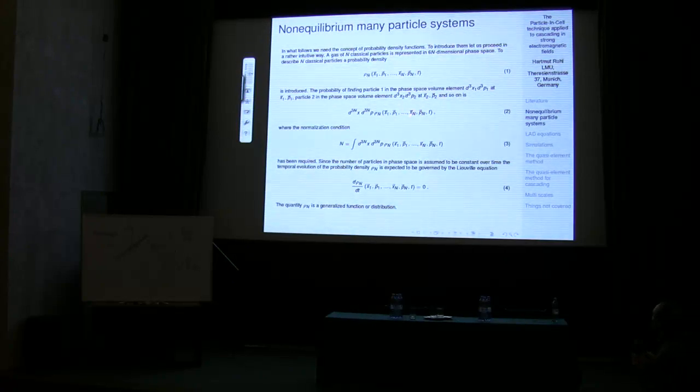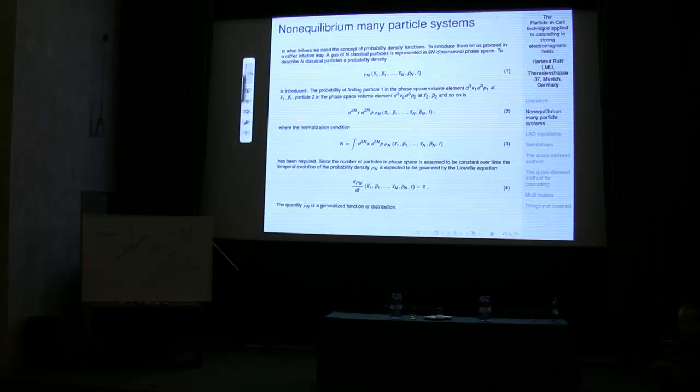And this is the density, and now this entity here, if we multiply by volume in the configuration space and the momentum space, that can then be the probability of finding particle 1 between x1 and x1 plus dx1 and so on up to particle n between xn and xn plus dxn, and the same for the momenta.